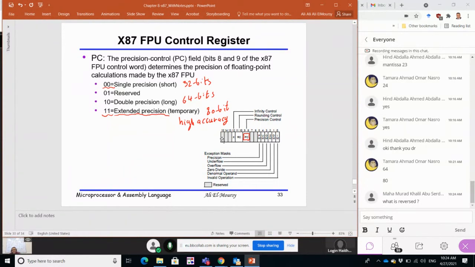Reserved is reserved. Reserved means it is something that is reserved for the manufacturers themselves. Okay, it's not for the end user to use. Don't put the value 10 in the PC field. This is for testing, for verification. It's not for you, not for the end user. Don't put the value 10 in the PC. Okay, the processor will not behave as you expect. This is just for testing. It's not for you. It's not for the end user.